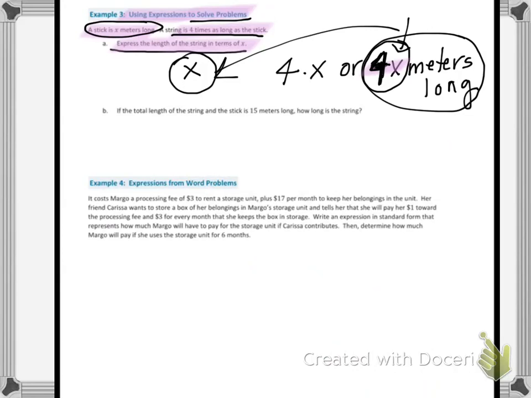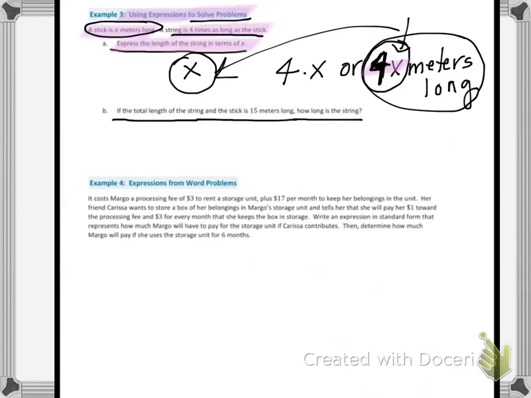Now to move on to B, and now we're talking about plugging in actual real values. If the total length of the string and the stick is 15 meters long, how long is the string? This is going to take a little bit of work, so I would like you to try this one. This is similar to one of our end of module assessment problems. Make it work. You have what you need right here.